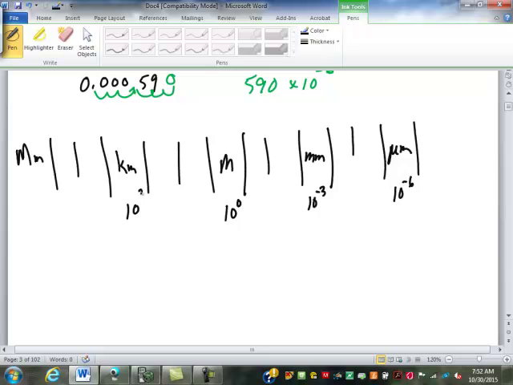Kilo is 1,000, that's 10 to the 3rd. Mega is 1,000,000, that's 10 to the 6th. Giga would be 10 to the 9th. Tera 10 to the 12th. And so on. Now, we do have the units in between here for length and stuff, some of that stuff.